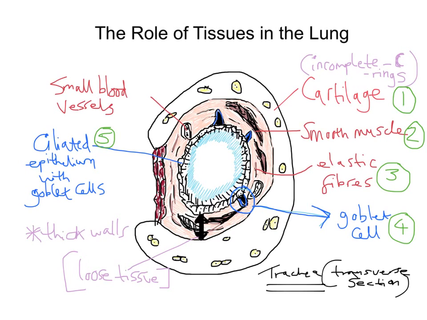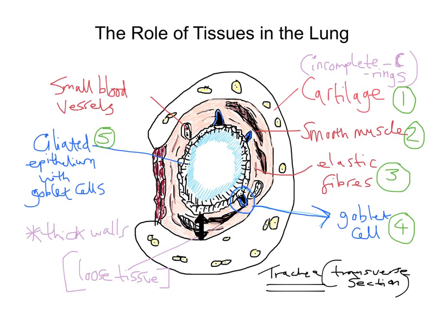So we often consider one separately, the cartilage. You talk about the ring itself. 2 and 3 kind of go together in terms of how they work and operate, and 4 and 5 go together. So there we've got our 5 key tissues in the lung that we need to consider: cartilage, smooth muscle, elastic fibres, the goblet cells and glandular tissue, and the ciliated epithelium.